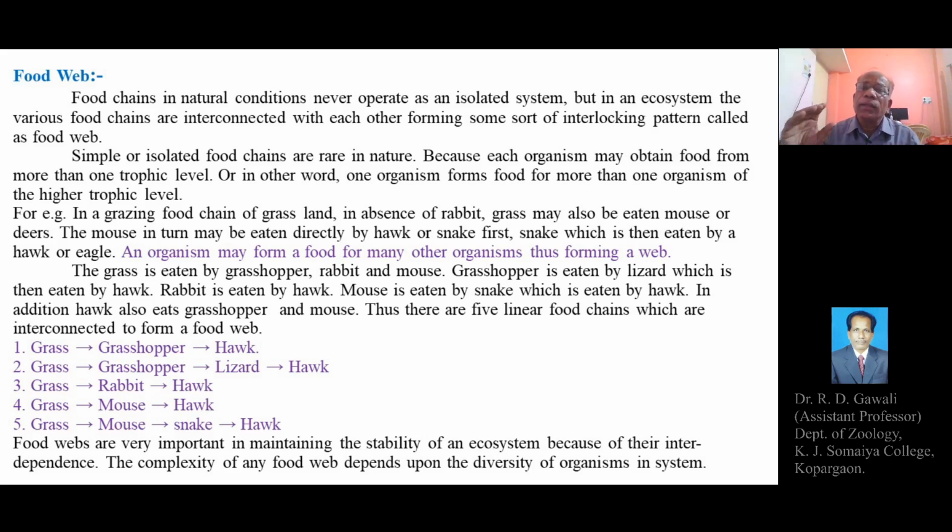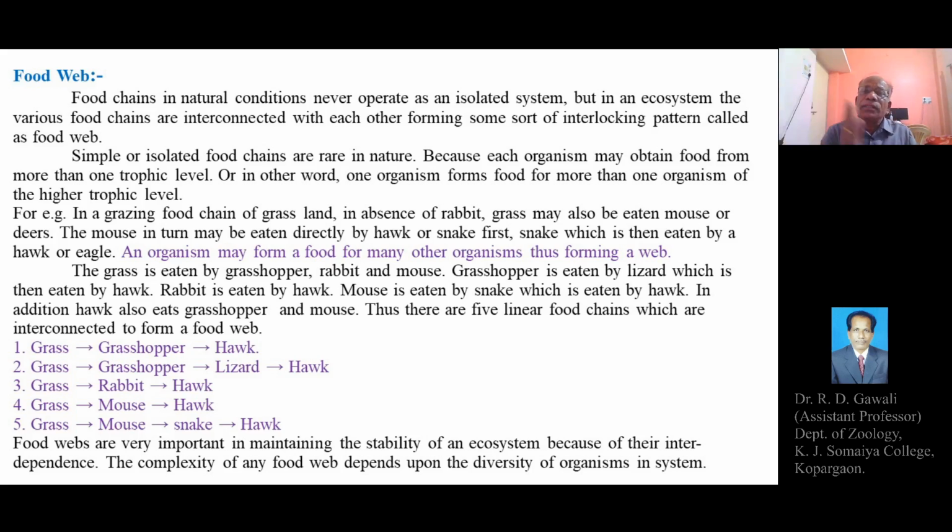Means at a time we can explain that one organism belonging to a particular trophic level of the food chain can consume several organisms of the lower trophic levels of the food chain, or the organisms present in a particular feeding level or trophic level of the food chain can serve as a food for several organisms of the higher trophic level.